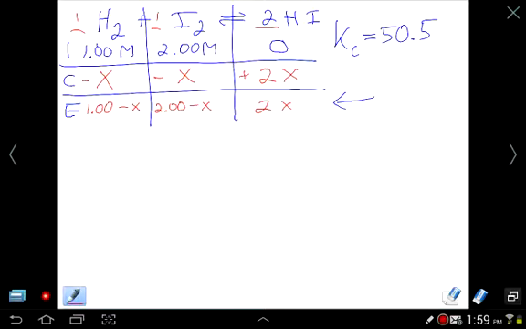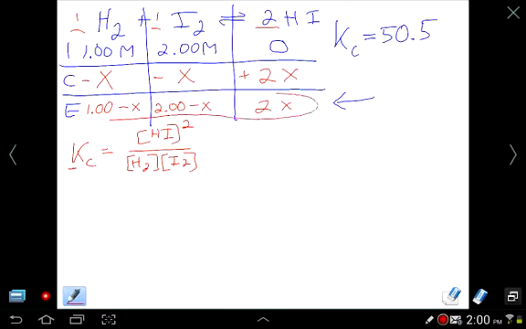In fact, we know that the equilibrium constant, Kc, should equal products over reactants, as we've done before. We did this in the previous problem. We should know this is HI squared divided by H2 and I2. And remember, these are equilibrium concentrations because this is the equilibrium constant. So we can plug these values into Kc and solve for x because we know what Kc is. Kc is 50.5.